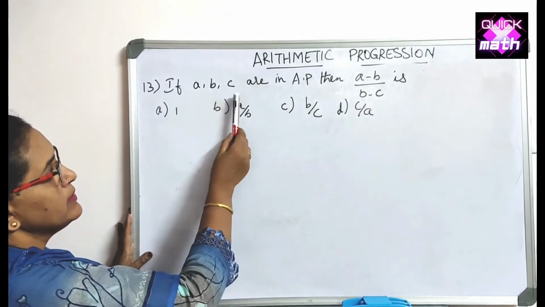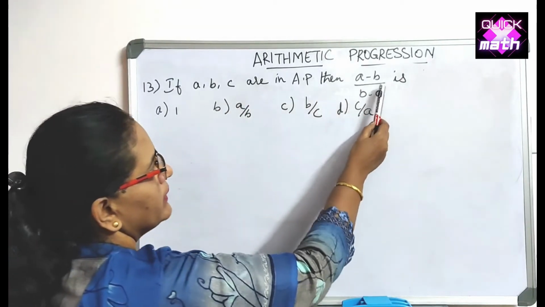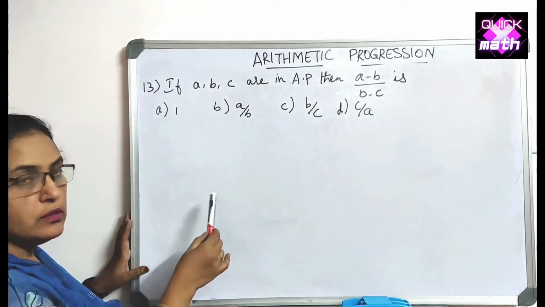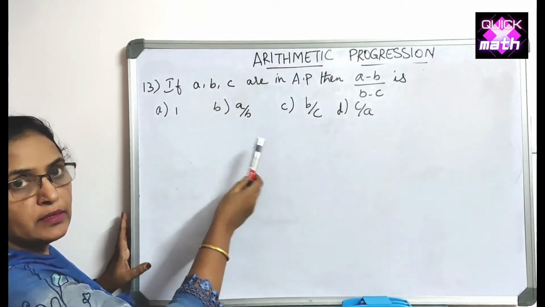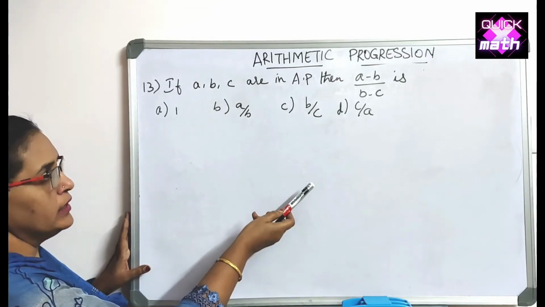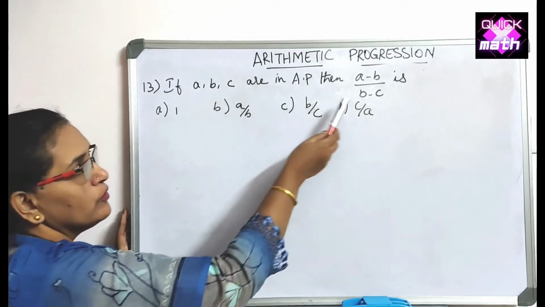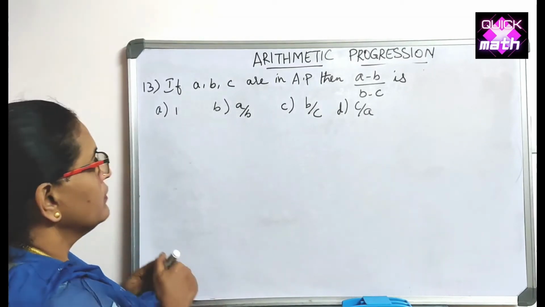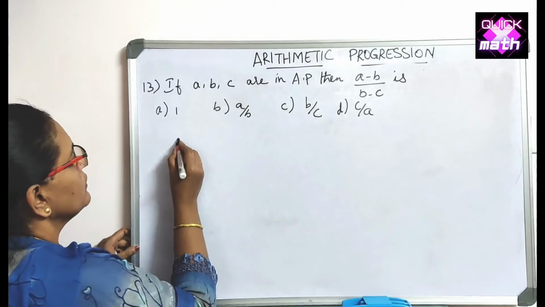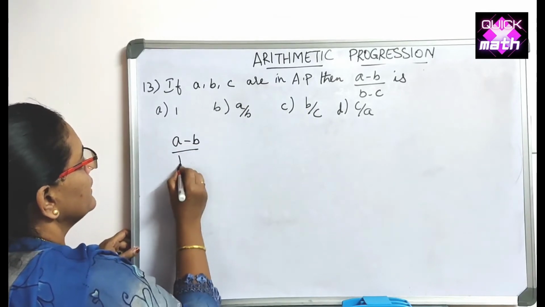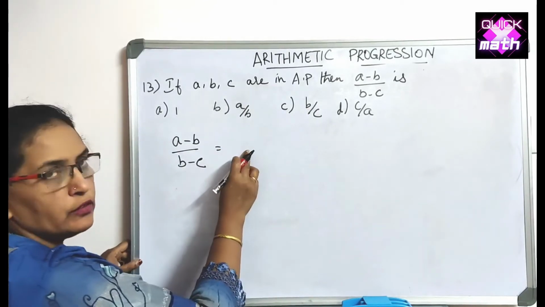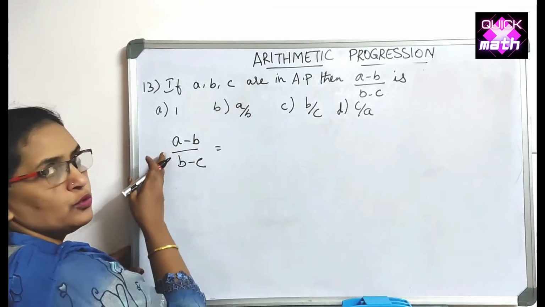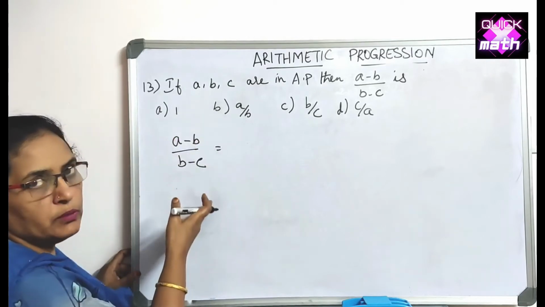If A, B, C are in AP, then A minus B divided by B minus C is what? In the previous questions they had given the numbers, that is the constant values, but now they had given in variables. So how can you solve when they are given in the variables? First let us understand the question. You have to find out A minus B divided by B minus C. Here your terms are in variable, that is A, B, C. So you cannot substitute in place of A or in place of B. So what can we do?